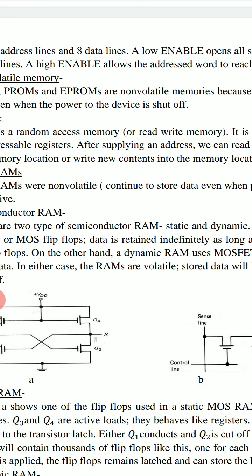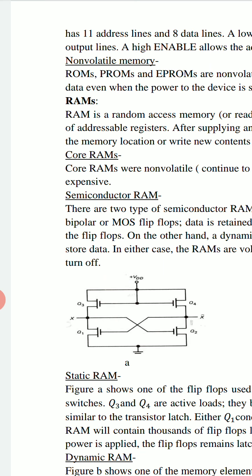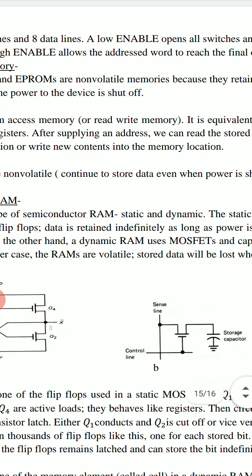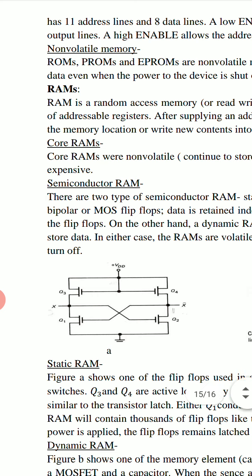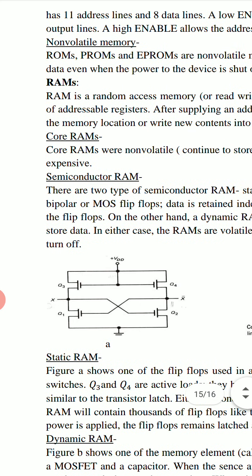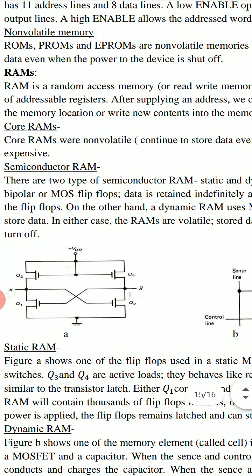After supplying an address, we can read the stored contents of the memory location, or we can write new contents into the memory location. So we can read the content of memory locations of RAMs, and we can also write new contents into them. That's why it is known as read-write memory. We can read and we can also write.